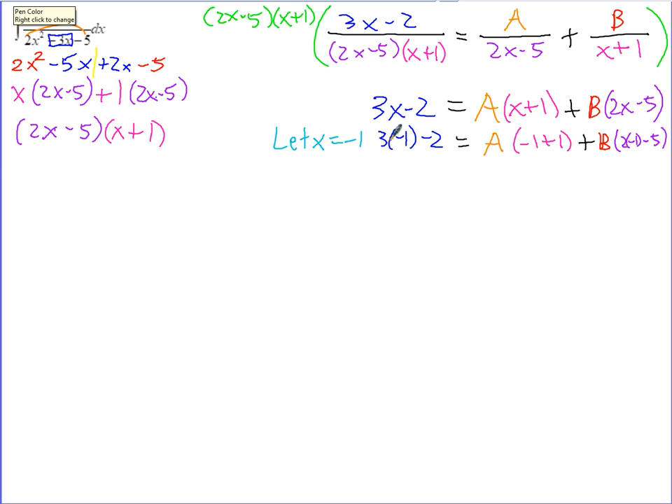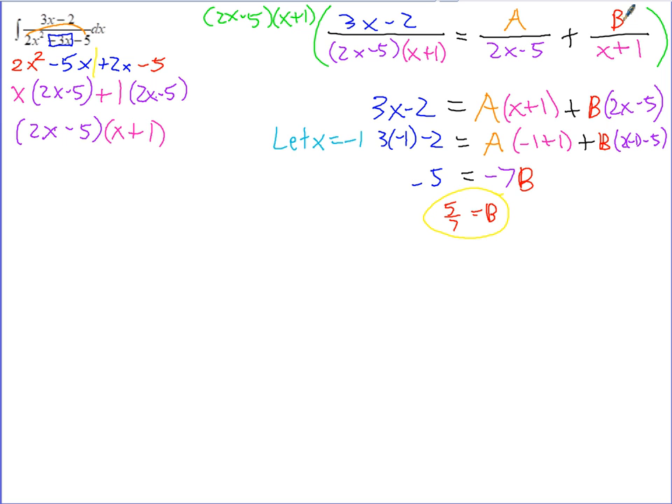And then we can simplify it, so this gives you negative 3 minus 2 is negative 5. Notice the negative 1 plus 1, that's 0 times A, so that wipes out the A term. That's what we wanted to happen. And then right here we get negative 2 minus 5, that's negative 7 times B. So negative 7B. And then divide by the negative 7, so we get B equals, the negatives reduce out, so 5/7. So now we know what B is. That's what's going to go on the numerator of this fraction.